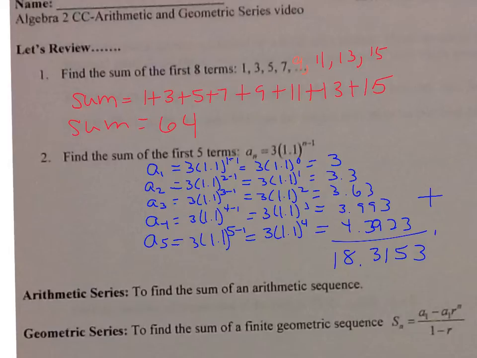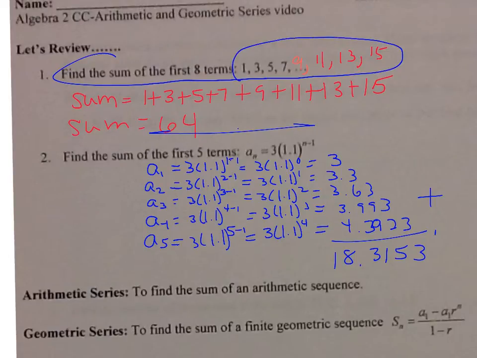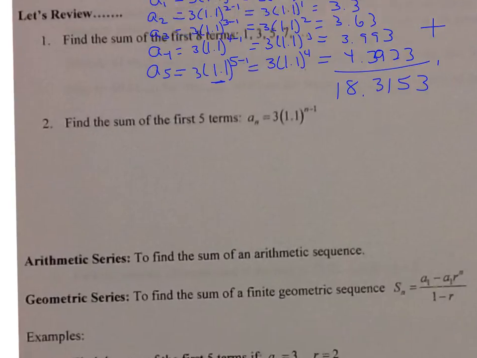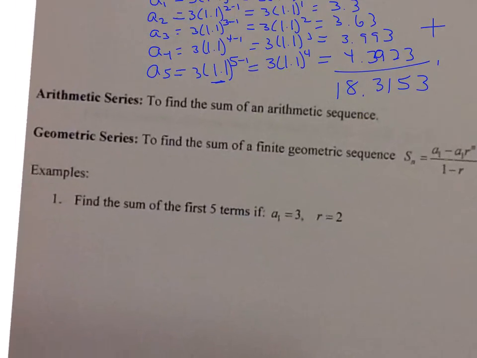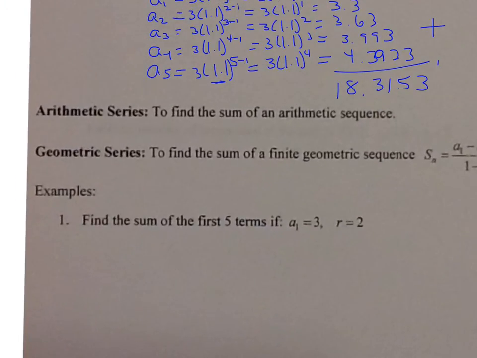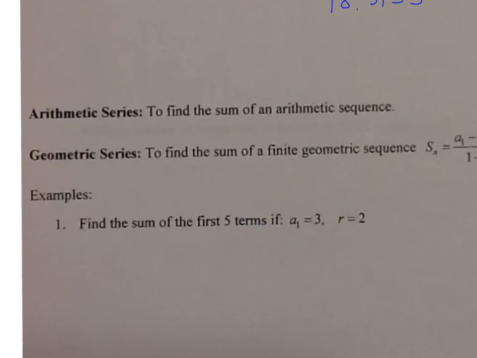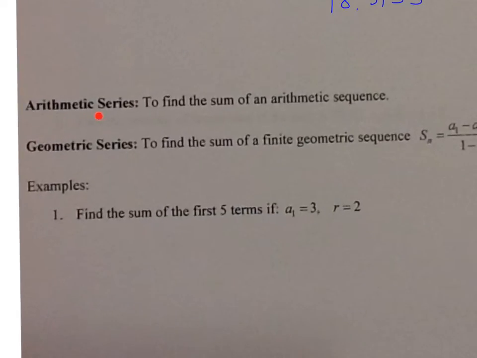I got 18.3153. So what these are called: this first one, since I'm adding the sum of numbers that are increasing by adding 2, that's an arithmetic series. And the second one, which has a common ratio, right? My common ratio is 1.1. And that is the sum of a geometric series. All right, so let's see what it says down here. Okay, so it says the arithmetic series.